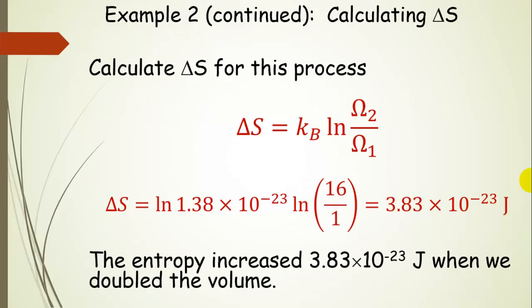How do we calculate delta S? This is actually not too bad once you have the number of microstates. You just take your Boltzmann constant and multiply it by the natural log of 16 divided by 1, which of course is just 16. And you're going to end up with 3.83 times 10 to the negative 23 joules per Kelvin. So basically the entropy increased, and we know it increased because the sign is positive. It increased 3.83 times 10 to the negative 23 joules per Kelvin when we doubled the volume.